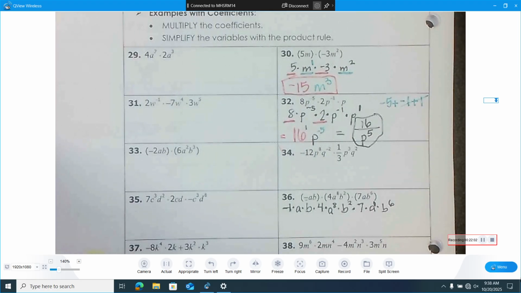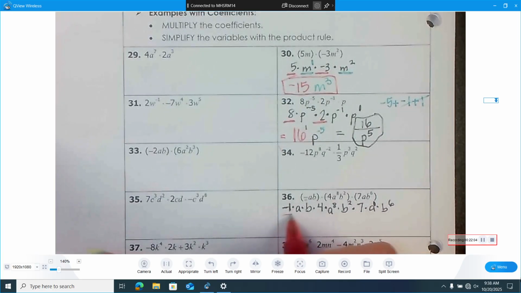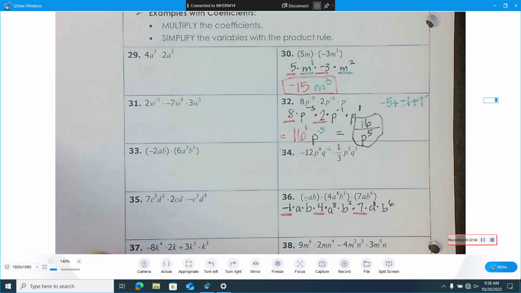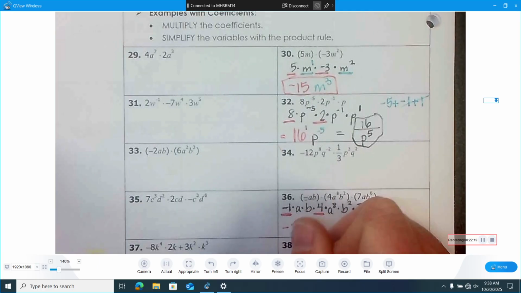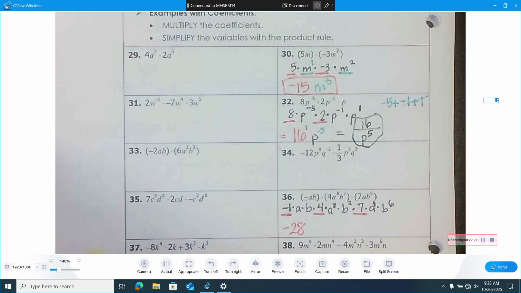And now we can multiply all the number things together. So I have a negative 1 times 4 times 7. What's 4 times 7? 28. With a negative 1? Negative 28. Very good.